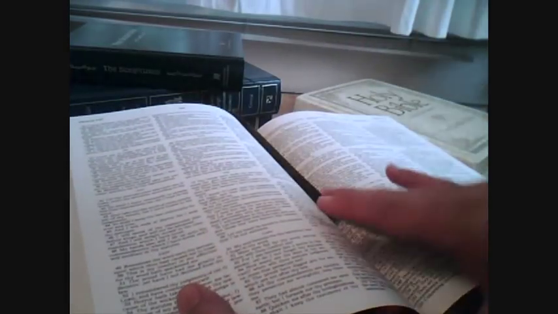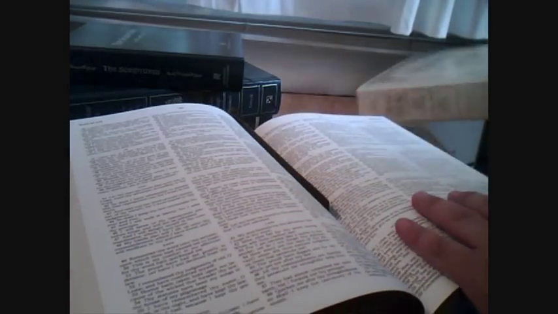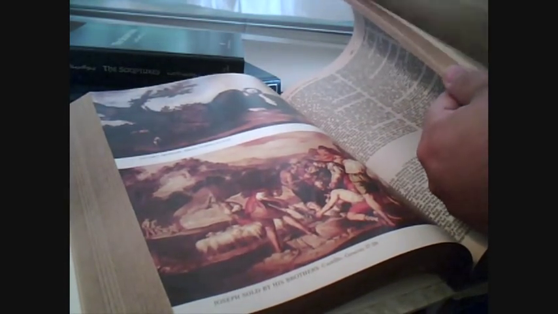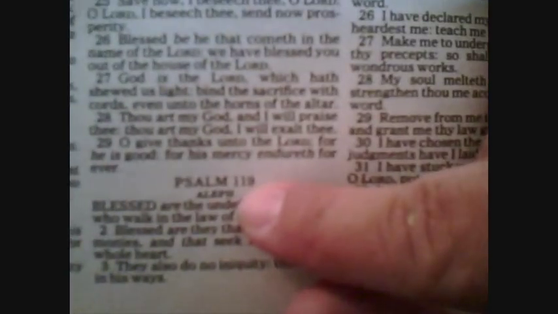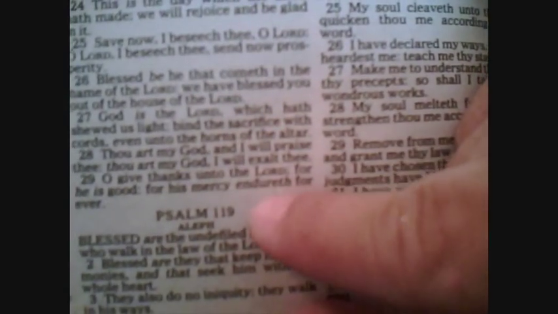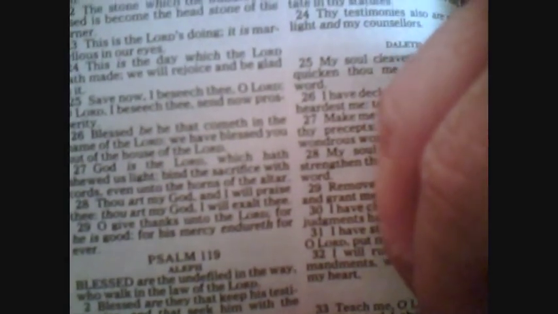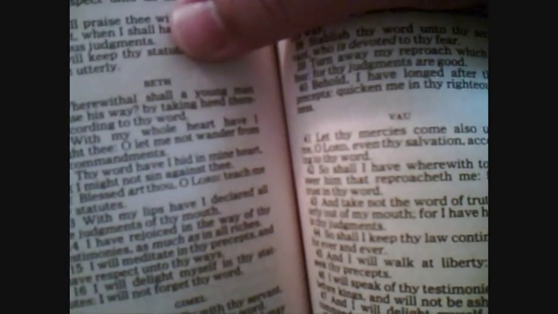Now let me show you over here first. If you look at Psalms 119 in here, look how they did it right here. Look how they wrote the word Aleph above it. You're not seeing the Hebrew letters, but they went ahead and let you know because obviously it's important, is it not? Beth, Bet, Gimel, Dale, Hey.